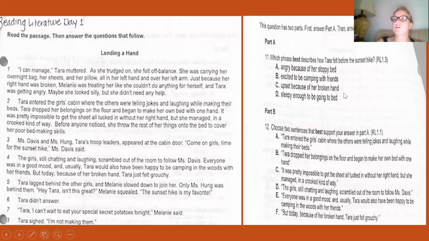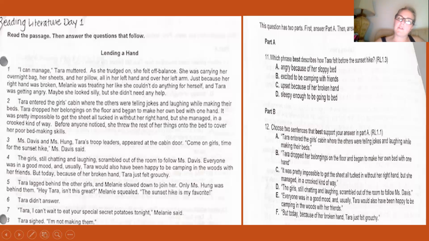All right, so let's answer 2 questions and then we'll keep reading. So the first question is, and these go together, which phrase best describes how Tara felt before the sunset hike? A, angry because of her sloppy bed. B, excited to be camping with her friends. C, upset because of her broken hand. D, sleepy enough to be going to bed.